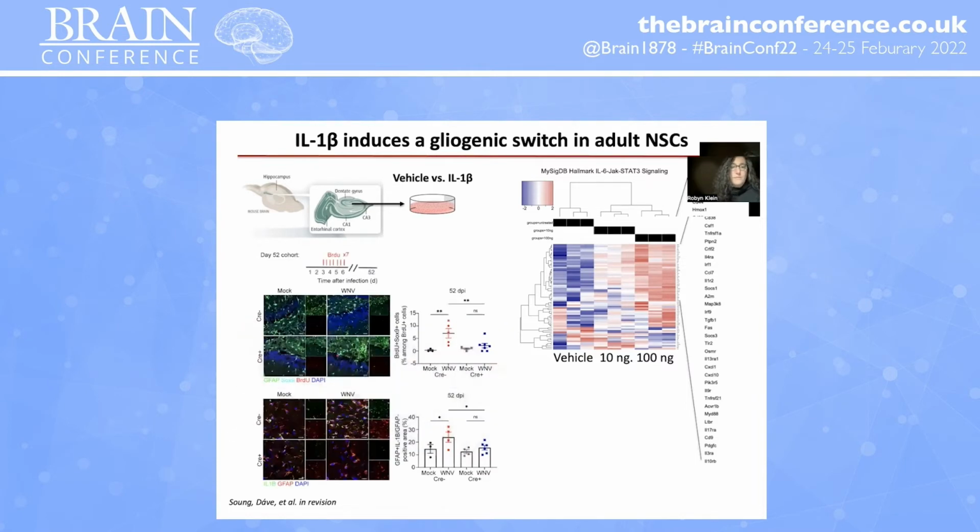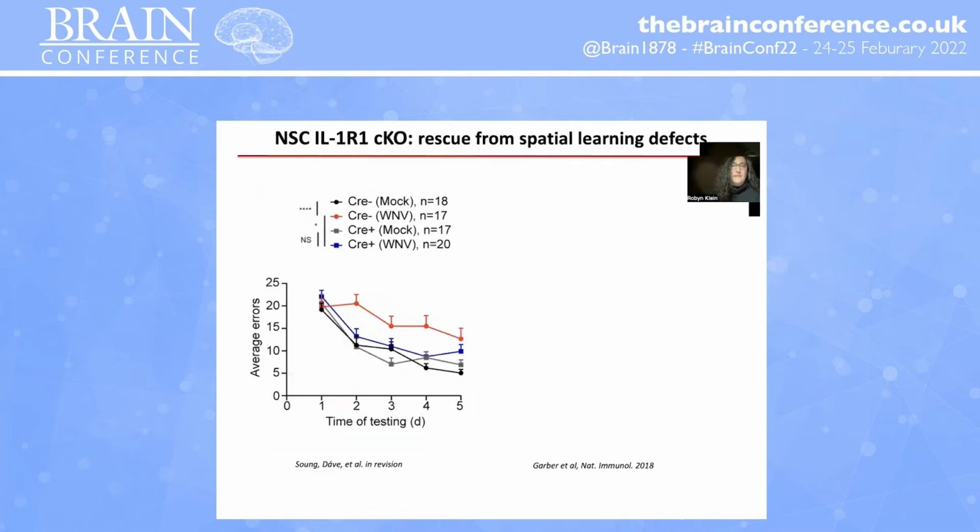We also found that our Cre-positive animals had a restoration of loss of astrogenesis, and also we found that the GFAP-expressing IL-1 beta astrocytes were no longer being generated when we deleted this from the neural stem cells. And then finally, we were able to rescue spatial learning defects. So shown here, the Cre-positive animals in the blue squares, their learning curves were very similar to the mock-infected animals of both Cre-negative and Cre-positive mice.